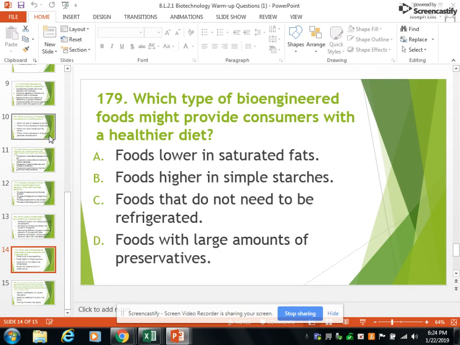Which type of bioengineered foods might provide consumers with a healthier diet? Okay. A healthier diet would probably be A for this one. Foods lower in saturated fats. Foods higher in simple starches are bad for you, can make you diabetic. Foods that do not need to be refrigerated don't really have anything to do with it being healthy. And foods with lots of preservatives are usually not healthy. So A is probably the best answer for that one. Even though science is coming out saying fats are actually better for you than carbs, okay? But I don't think that science has gotten to our science EOG test yet.